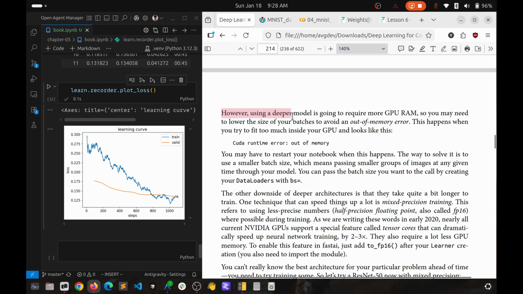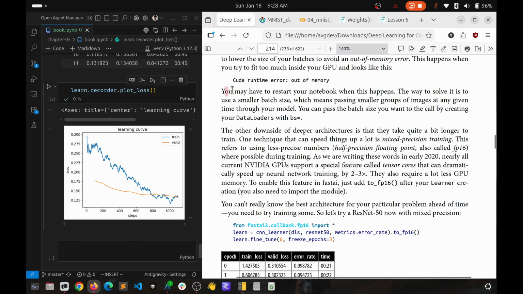However, using a deeper model is going to require more GPU RAM, so you may need to lower the size of your batches to avoid an out-of-memory error. This happens when you try to fit too much inside your GPU and it looks like this. CUDA runtime error, out of memory. We get this a lot. You may have to restart your notebook when this happens.